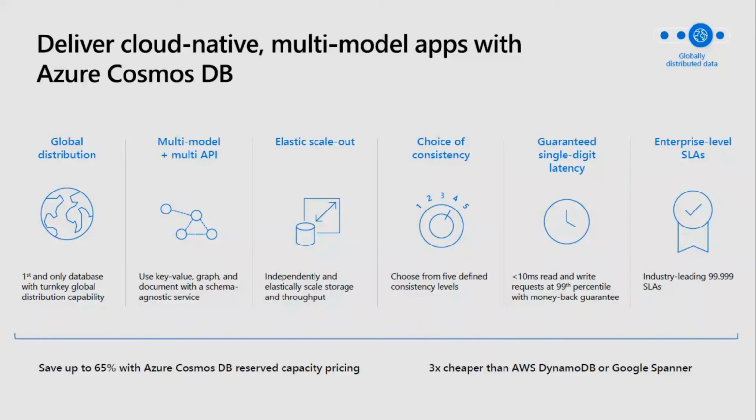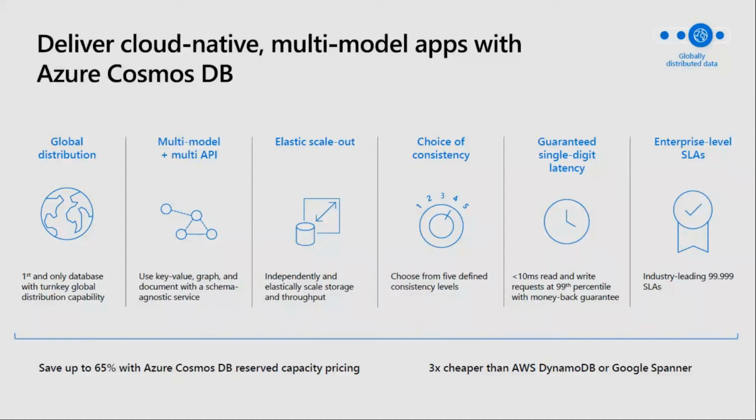It has guaranteed single-digit latency. Guaranteed single-digit latency means that it gives us 10 to 15 millisecond read and write request latency across the globe at the 99th percentile of our queries. So 99% of my queries will finish within 10 to 15 milliseconds with a properly engineered Cosmos database. And that too is backed by a money back guarantee through the SLAs.